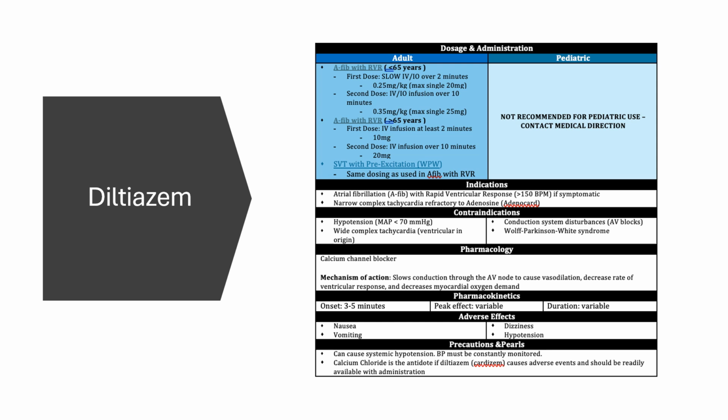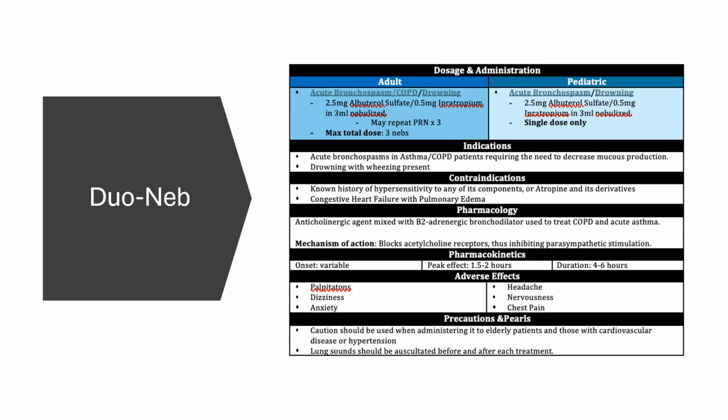Duoneb, we have it for peds. One dose of Duoneb in peds, and you're going to move on to albuterol. Okay? They don't need all that ipratropium.